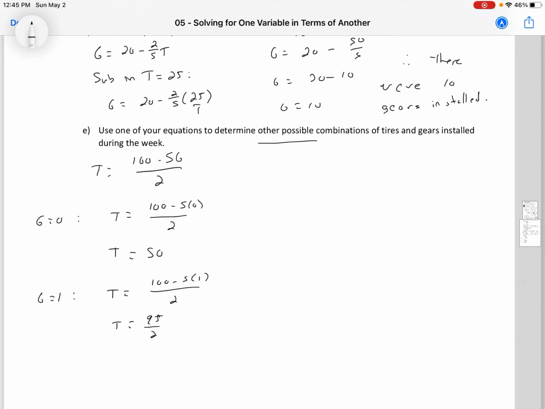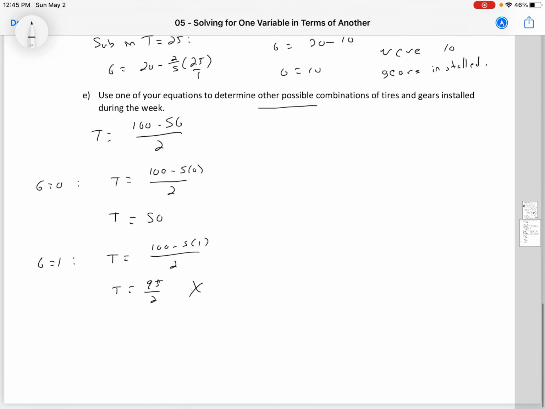Well, I guess g can't equal 1. They must not have done 1 gear last week, or they would have had to do 95 halves tires. That doesn't make any sense. Probably. You might be able to think of a way to go, well, maybe they half-finished a gear or something like that. But probably it was a whole number of gears. So then you just jump to the next one.